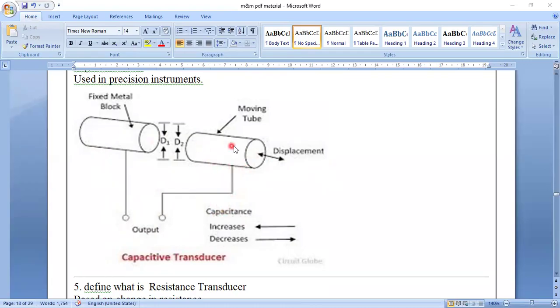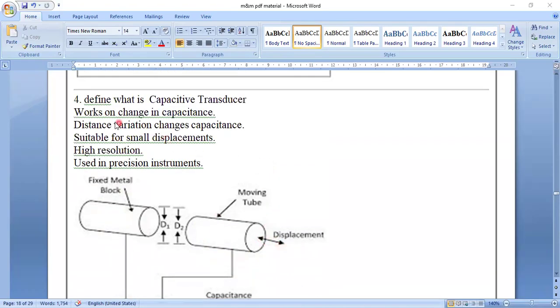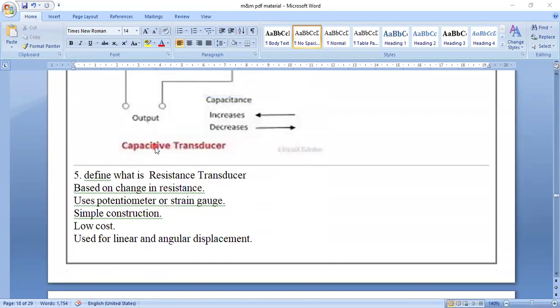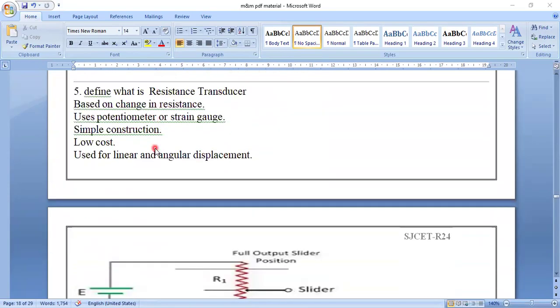So these are the capacitances. The tubes are capacitances. This is a capacitance, this is a capacitance, but it is a fixed metal block. This is a moving part. Displacement is made here, so it may increase or decrease. That will be recorded by this capacitance. Those variations are recorded. These will be very, very small displacements. So that is the capacitance transducer.